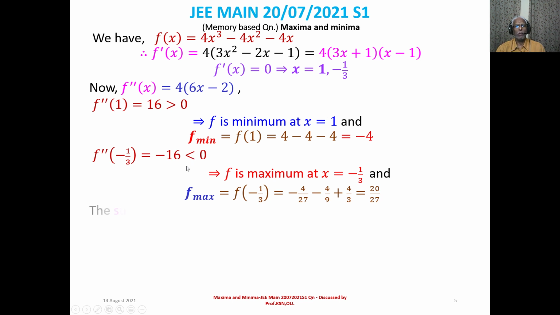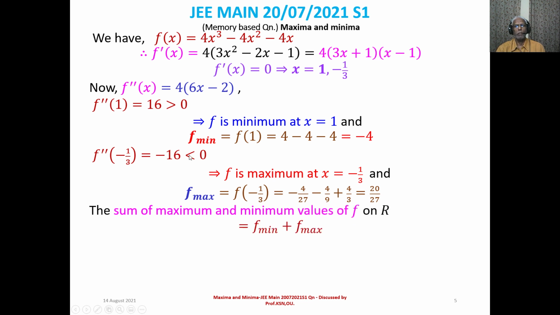Now what is that we want? The sum of maximum and minimum values of f on R, that will be equal to f min plus f max. F min is minus 4 and f max is 20 by 27. Minus 4 plus 20 by 27. Simplify, you will get minus 88 by 27. So this is your answer.